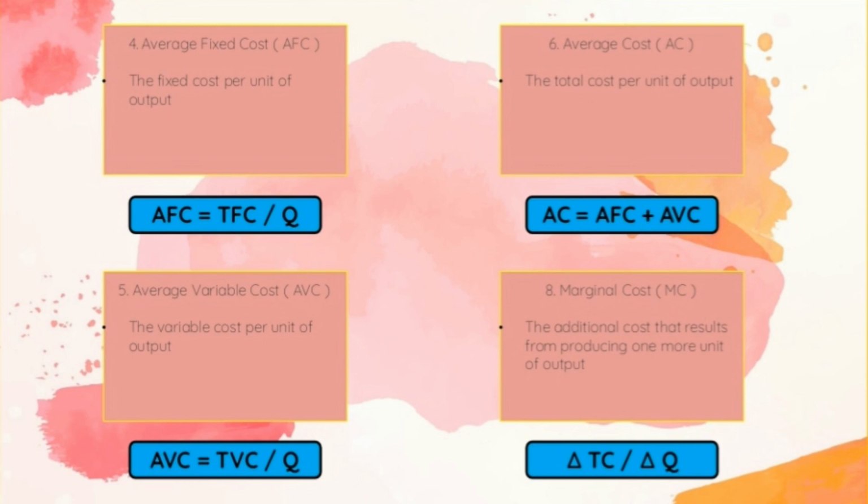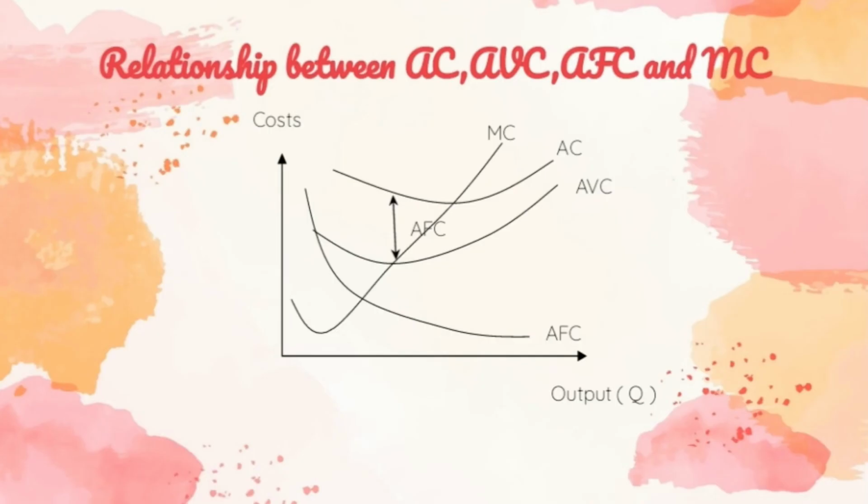Average cost or AC, the total cost per unit of output. AC equal AFC plus AVC. Lastly, marginal cost or MC, the additional cost that results from producing one more unit of output. Next, this is a graph of relationship between AC, AVC, AFC, and MC.